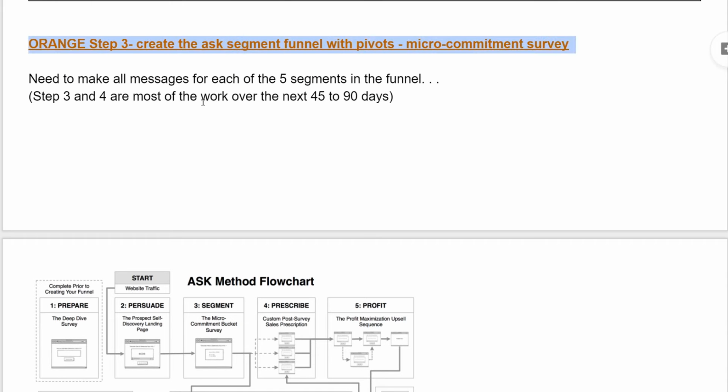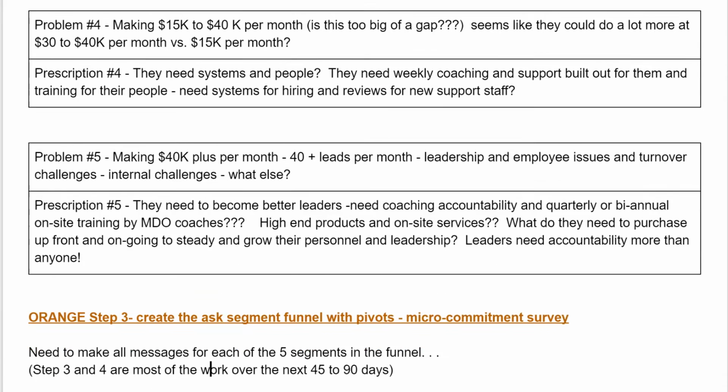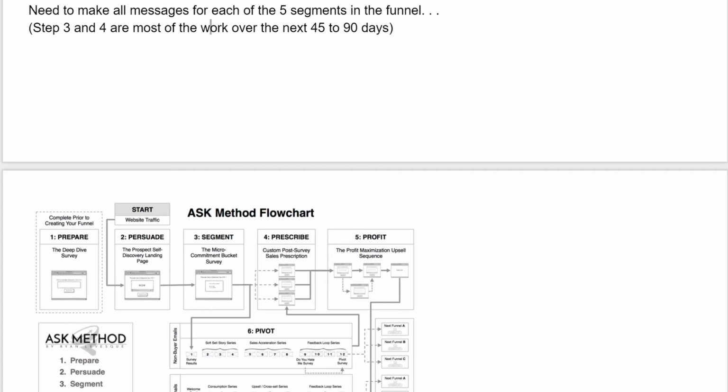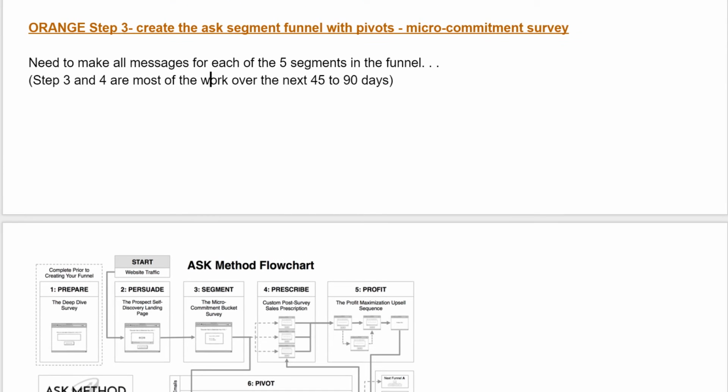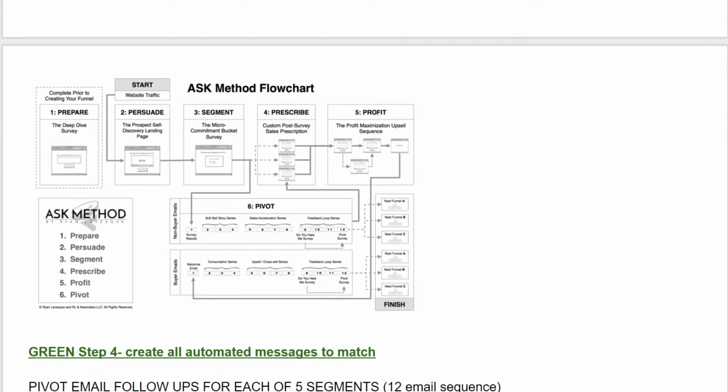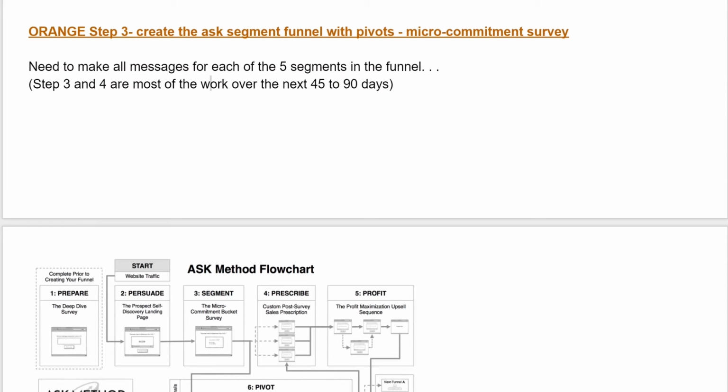This is the Ask segment funnel. This is actually 3 and 4 where we're going to really do all the work. This is building it out. Once we figure out what our segments are and our prescriptions, this is where we're going to actually build out the different automated funnels and the pivots. Pivots are really cool, and I'll get into that in a second here.